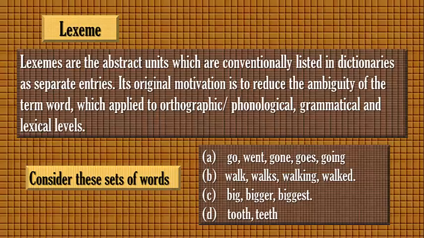In B, there are 4 different word forms: walk, walks, walking, walked, but they belong to the same lexeme, walk. In C, there are 3 different word forms: big, bigger, biggest, but they are forms of the same lexeme, big. And the same is the case with tooth, teeth. Though different words, they belong to the same lexeme, tooth.